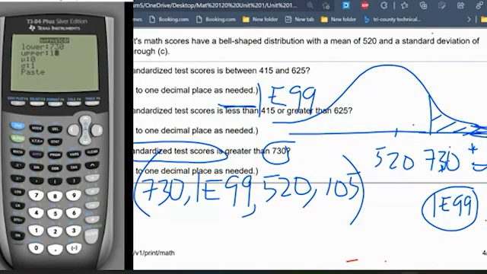1, second e, to the power 99. All right, that's how to put positive infinity in your calculator. And the mean is 520. The standard deviation is 105.